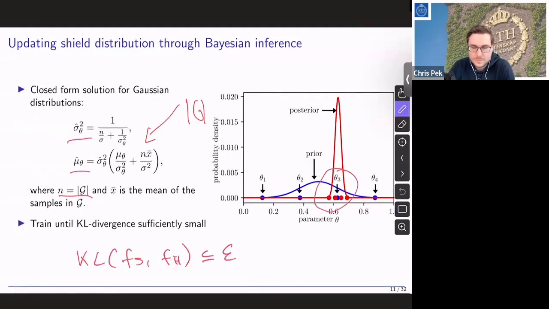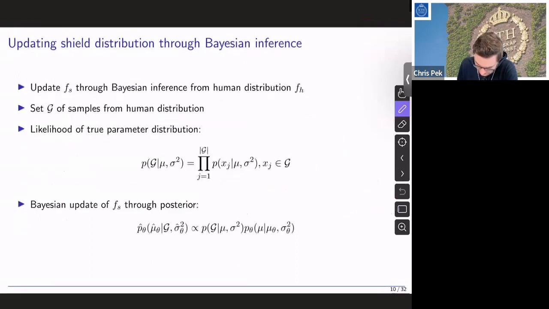Why do we sample and then use it for likelihood? Why can't we directly find the likelihood with the probability? Because we know the parameters of the human distribution, and we know the probability distribution of the shielding. Why can't we find the likelihood directly? Why are we sampling and then finding the likelihood? Yeah, that's a good point.